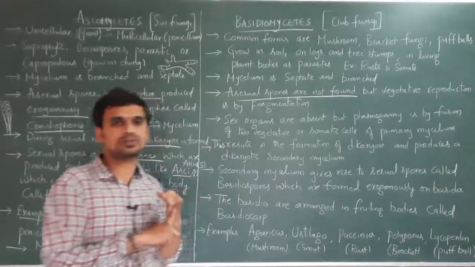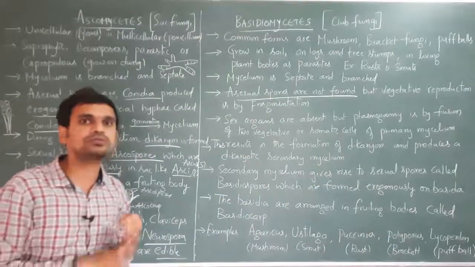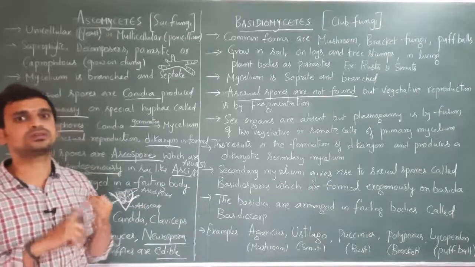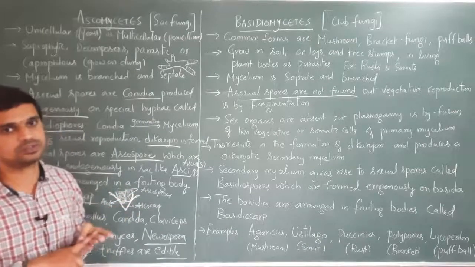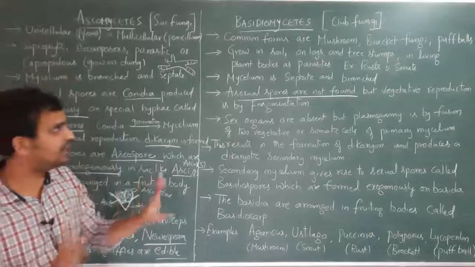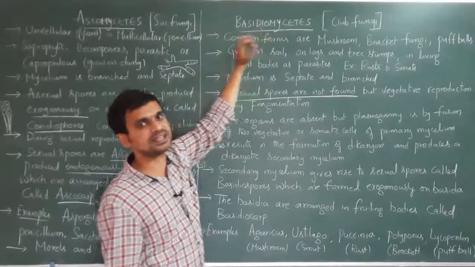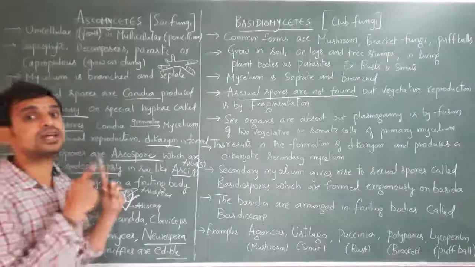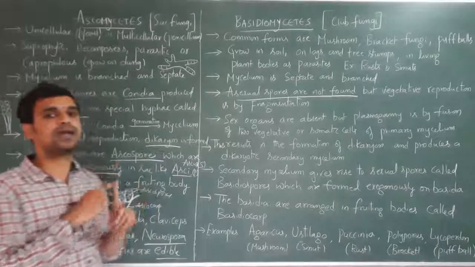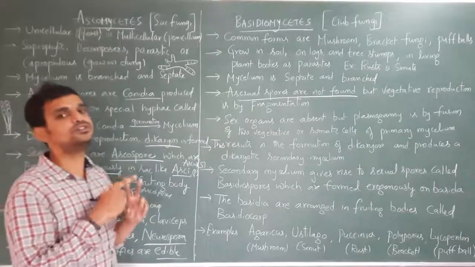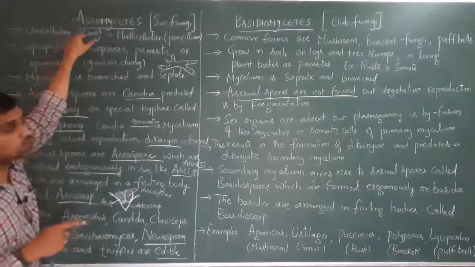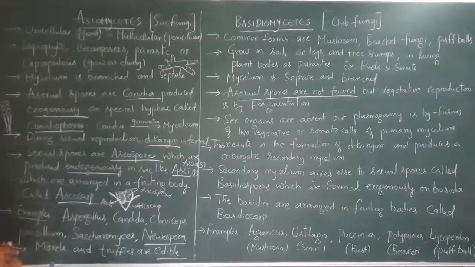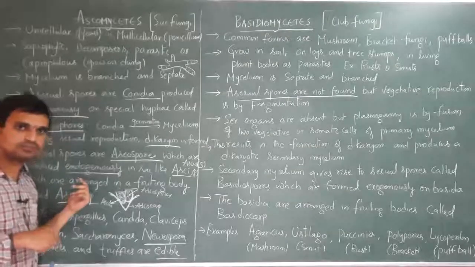The asexual spores are aplanospores, conidiospores, zoospores, and sporangiospores. All these four spores you cannot find in case of basidiomycetes. In case of phycomycetes, the asexual spores are aplanospores and zoospores. In case of ascomycetes, the asexual spores are conidiospores.